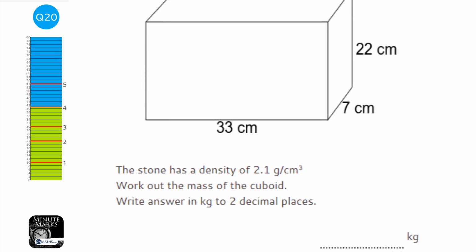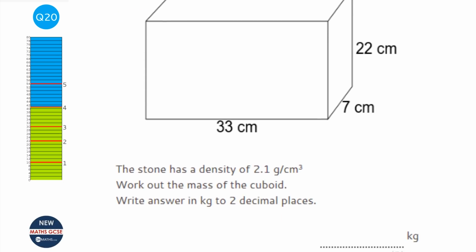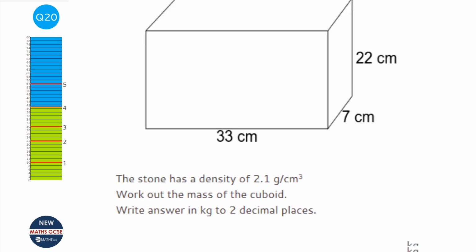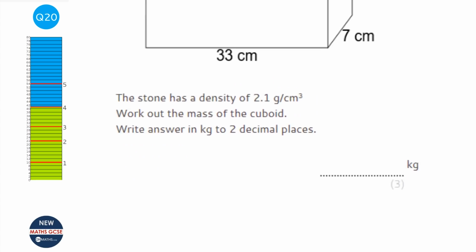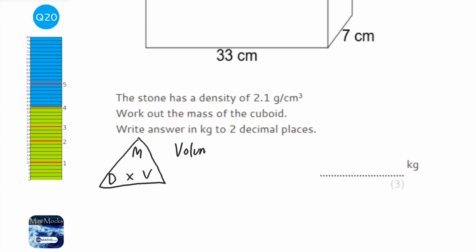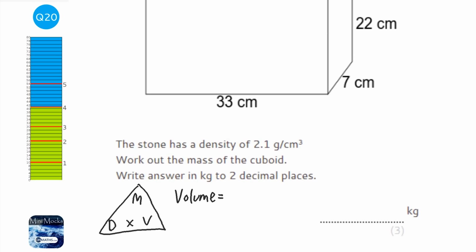Okay, so we're given the density and we're asked for the mass, and we can work out the volume. So the first thing I'm going to do is just draw my triangle, and it's density, mass at the top, volume at the bottom. So to work out mass, I'm going to do density times the volume. So first of all, we have to work out the volume. And of a cuboid, it's just timesing all the dimensions together, so 33 times 22 times 7.